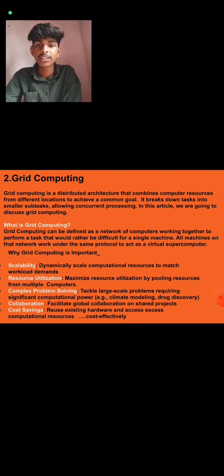Why is grid computing important? Because of its scalable nature, resource utilization, complex problem solving, collaboration and cost saving. Scalability. Dynamically scale computational resources to match workload demands. Now, resource utilization. Maximize resource utilization by pooling resources from multiple computers.